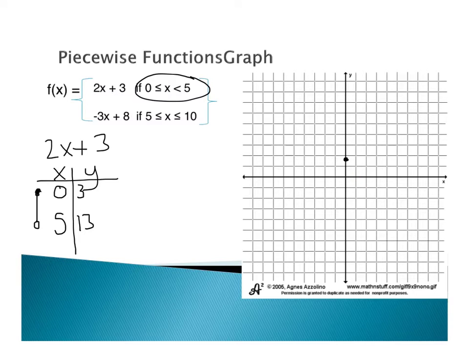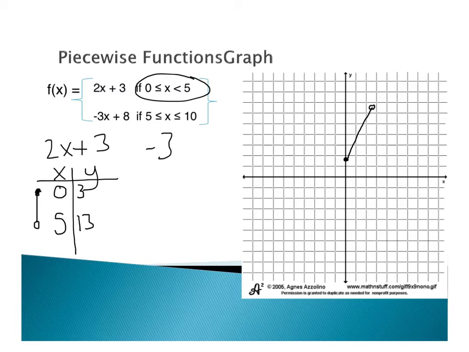So let's see here. We have 2, 4, and then 5's right here. And then 2, 4, 6, 8, 10, 12, and then 13's right in between there. And that'll be an open circle. Then we can connect the dots here. Perfect. I like it. Let's move on to the next one.